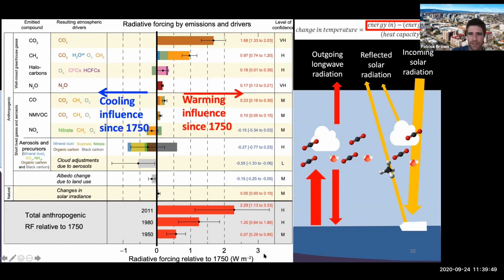The whole point of bringing up radiative forcings is so that we can look at all of these different contributors to warming since the Industrial Revolution and rank them and say what their relative influence is relative to each other.